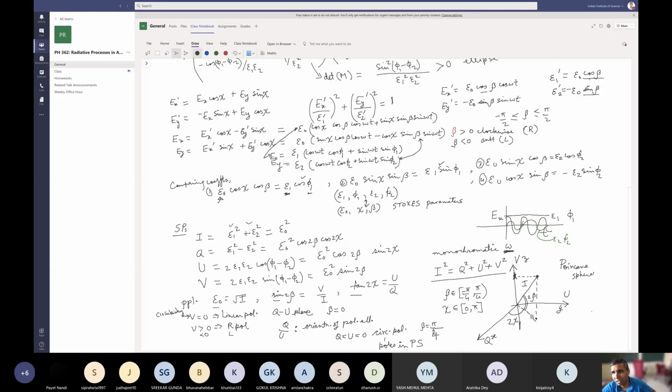In that case, if this and this are equal, beta should be pi by 4 and 2 beta should be pi by 2. So basically they correspond to these poles, meaning Q and U both are 0. That's circular polarization. And if you're in the upper half plane, it's right polarization, and the lower half plane is left polarization.